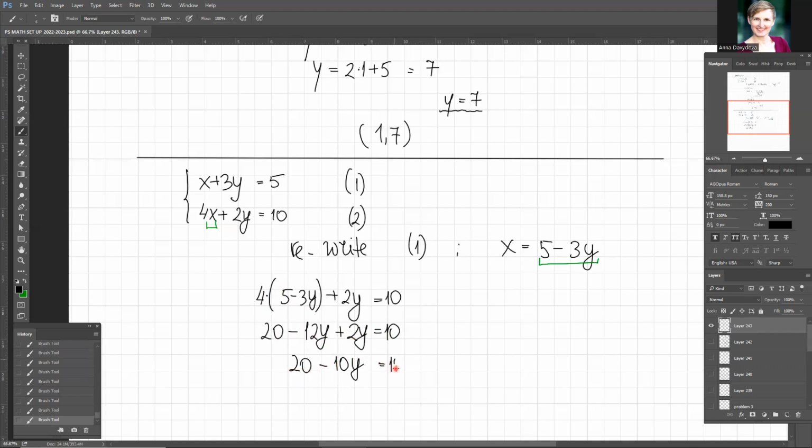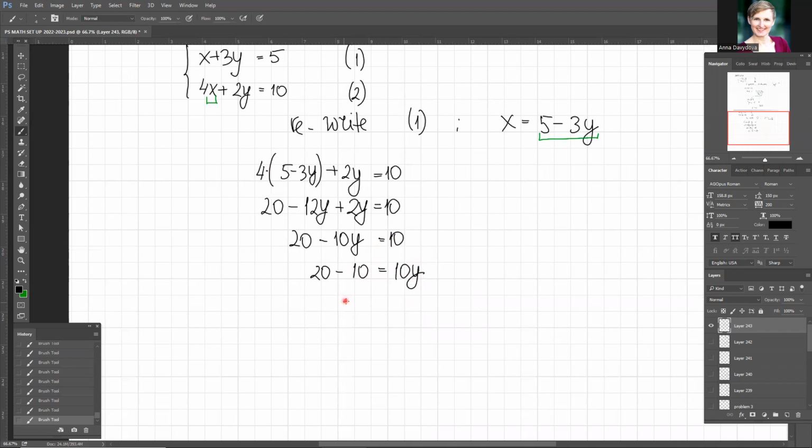A lot of good-looking numbers. y wants to be left alone, so I'm going to carry it over to the right because it's negative. Meanwhile, 10 will arrive to the left. It was positive, so it becomes negative. So looks like it's 1.